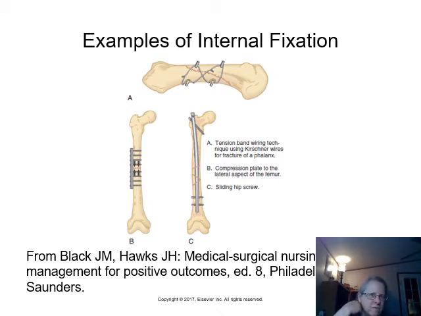Examples of internal fixation, we're looking at hardware here. We have pins going through the bone. We have what look like safety pins that are going through the bone when the fracture goes through, kind of like oblique.